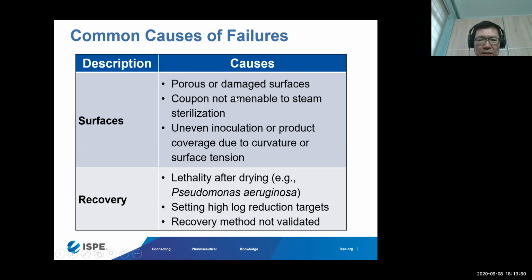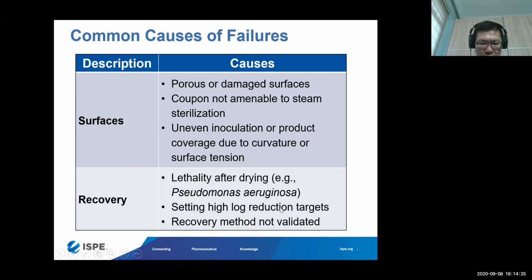For the surfaces, sometimes you have a porous surface or damaged surface, coupons that cannot be steam sterilized, or uneven surface on the substrates. This can affect the efficacy of the test result as well. And also the recovery, so lethality after drying. If you have Pseudomonas aeruginosa, this drying will affect the viability of these microorganisms. So take note when you are drying these microorganisms during the studies.